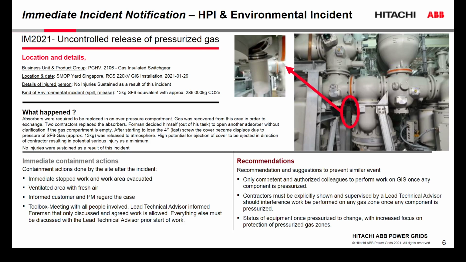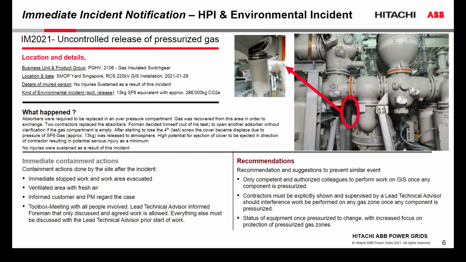Personnel were operating or maintaining the equipment, exchanging moisture absorbers. While the people were removing absorbers at the equipment which was depressurized, one person took it a step further and tried to remove an absorber from a non-depressurized compartment, releasing 13 kilograms of SF6, which relates to 286,000 kilograms of CO2 equivalent, and of course potentially harming the personnel himself and the personnel around him.